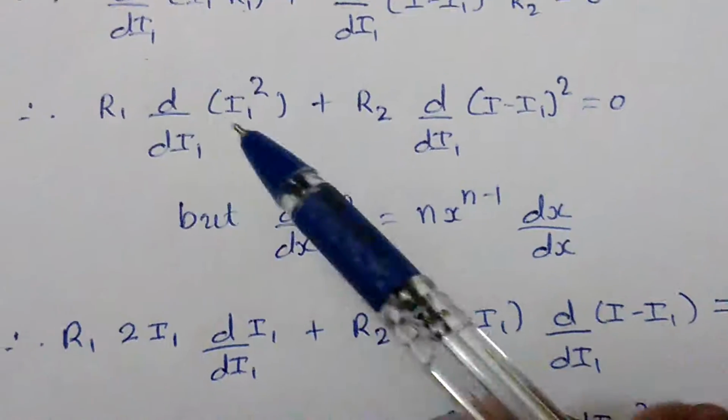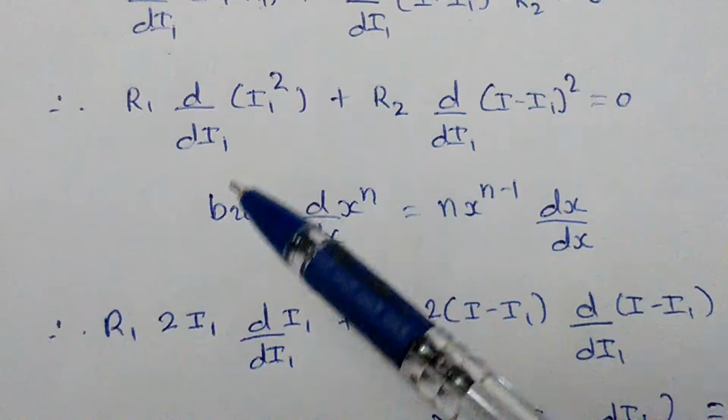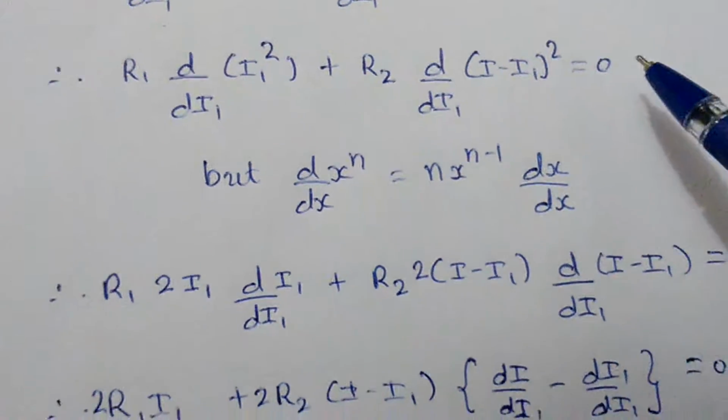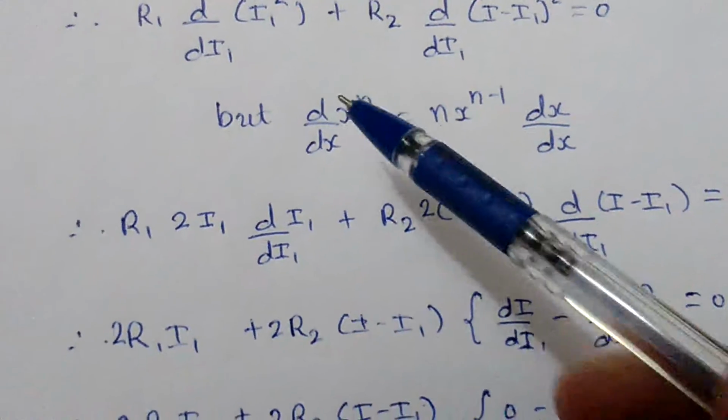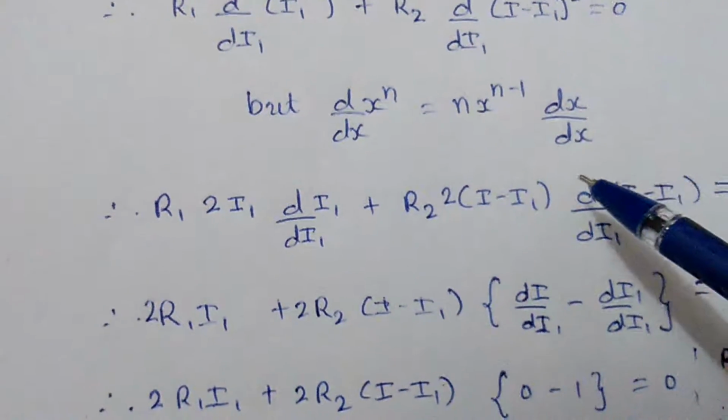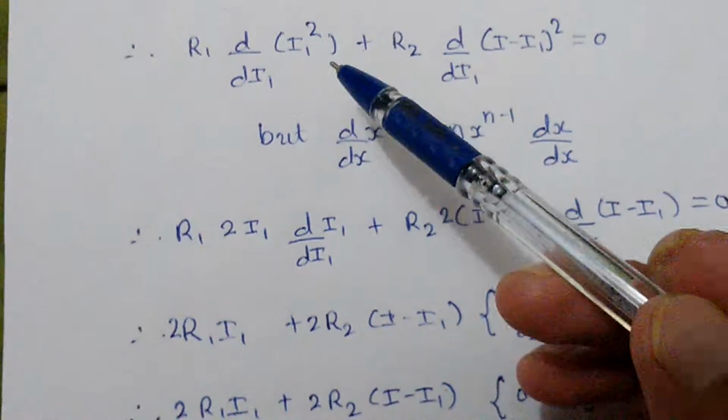Up till now we have discussed this equation: R1 d by dI1 of I1 squared plus R2 d by dI1 of (I minus I1) whole squared. But we have a condition that d by dx of x raised to n is equal to n x raised to n minus 1 into dx by dx. We are going to follow this condition for this.